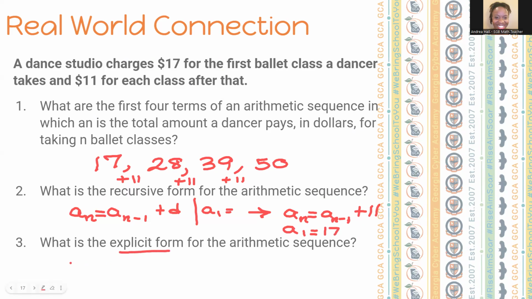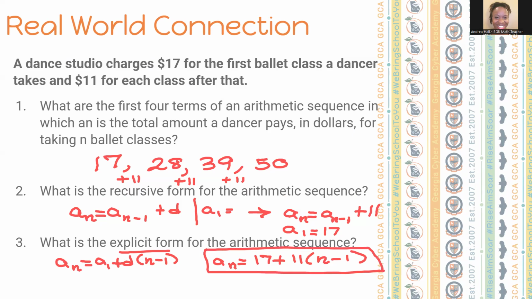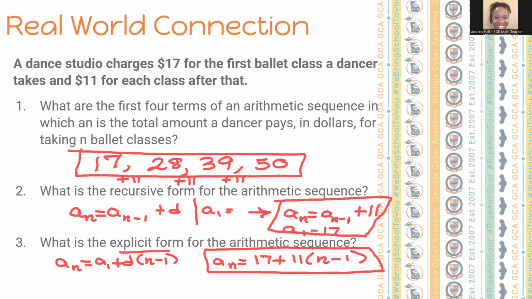What's the explicit form? Explicit form is a sub n equals a sub 1 plus d, parentheses, n minus 1. So that means a sub n equals a sub 1, which is 17, plus d, which is 11, parentheses, n minus 1. And that's it. That's that answer. All of this is the answer for the recursive, and these were the four terms. That's it. Real world connection.